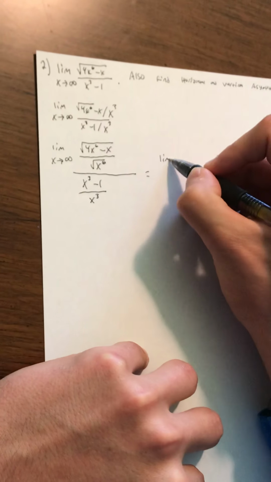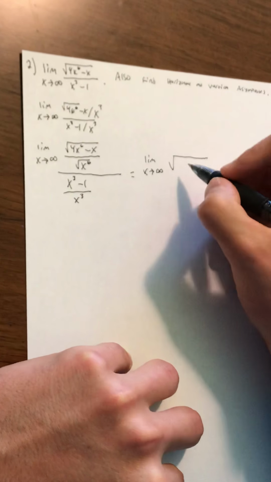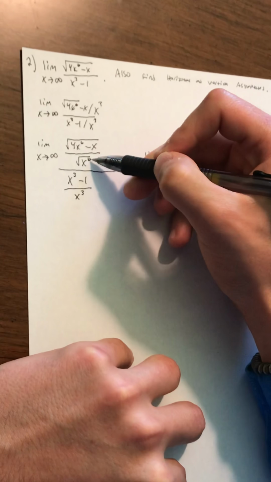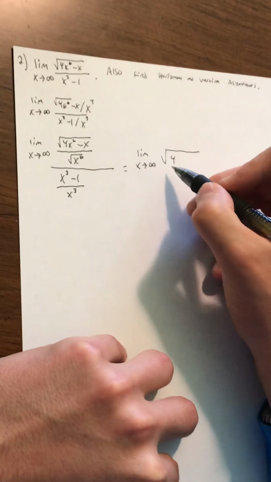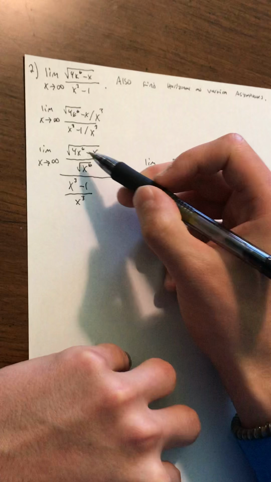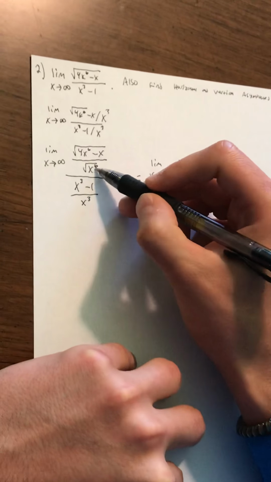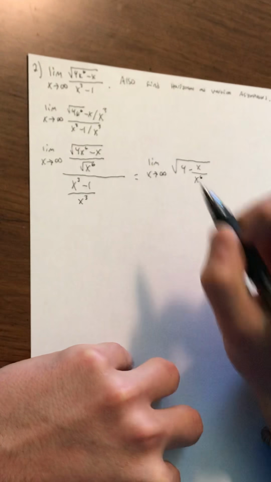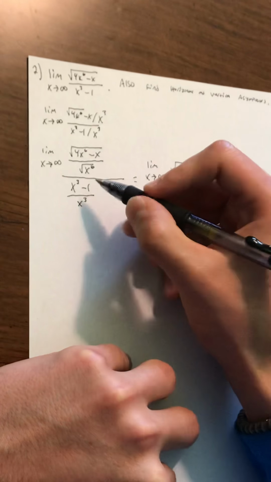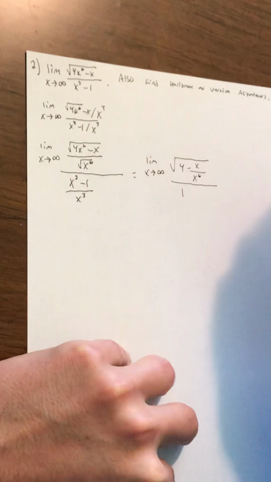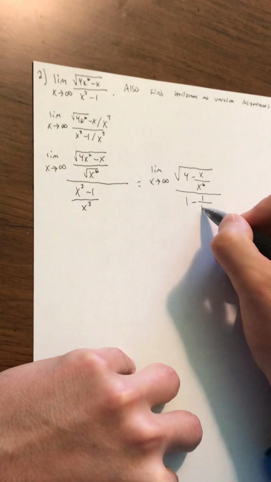This will give us the limit as x is approaching infinity of the square root of 4 minus x over x to the 6th, because the x to the 6th outside and the x to the 6th inside the square root cancel out. And then that is our numerator. That's all over 1, because x cubed divided by x cubed is 1, minus our 1 over x cubed.